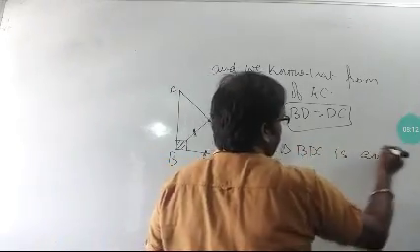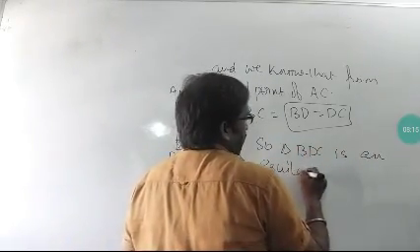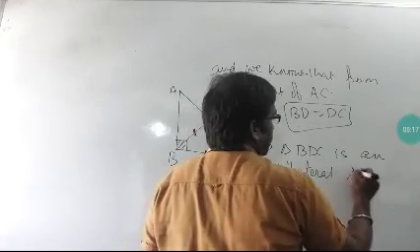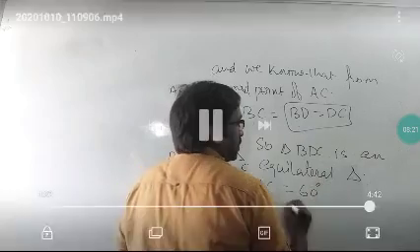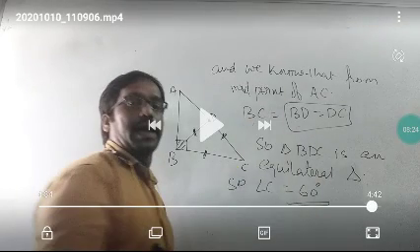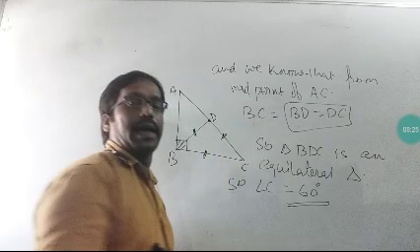Am I right? Yes, exactly. BDC is an equilateral triangle, so all sides are equal. So angle C is equal to 60 degrees. And this is what we had to prove, and we have proved it. Okay, so what did we use here? We used the Pythagoras theorem. We used the circumcenter concept.